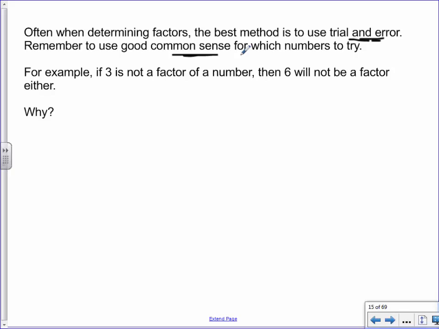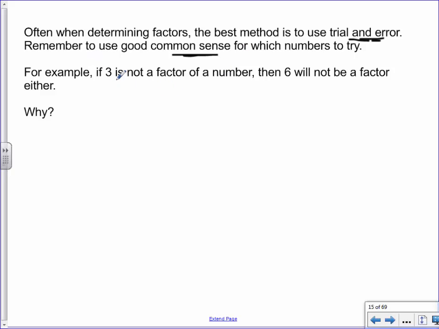Odd times odd is odd. Odd times even is even. Even times even is even. Say that again? Odd times odd will give you an odd number. Odd times even will give you even. And even times even will give you even. So if you're looking for the factors of an odd number, don't bother with 2, 4, 6, 8, 10.